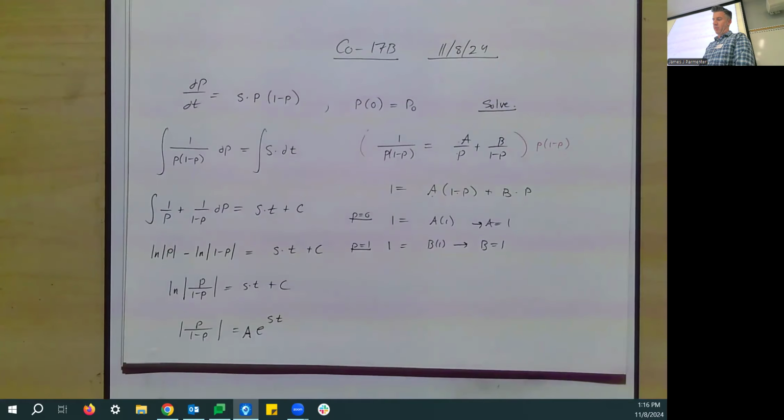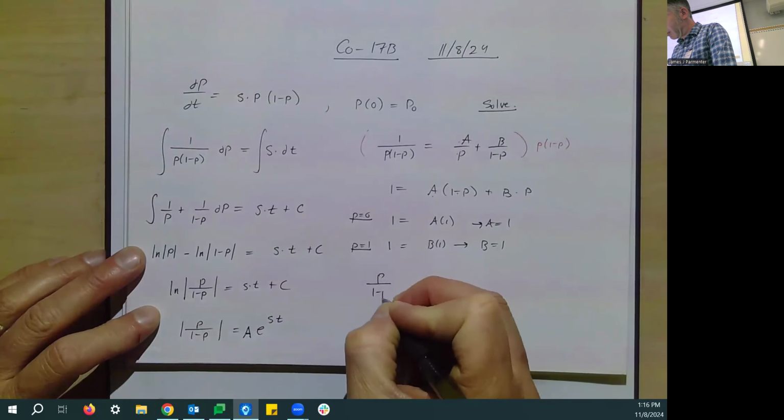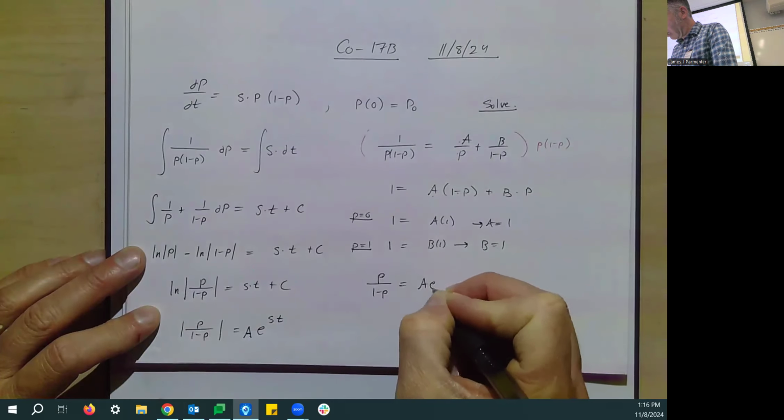And at this point, we could probably drop the absolute values because A will be positive or negative as it needs to be. So we can say, great, p over 1 minus p is equal to A e to the st.